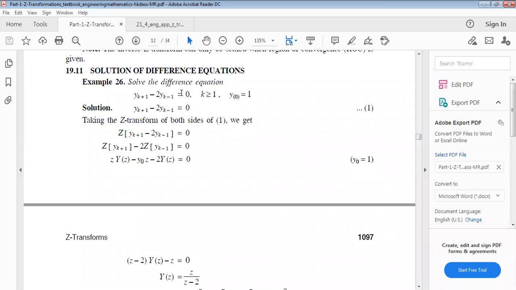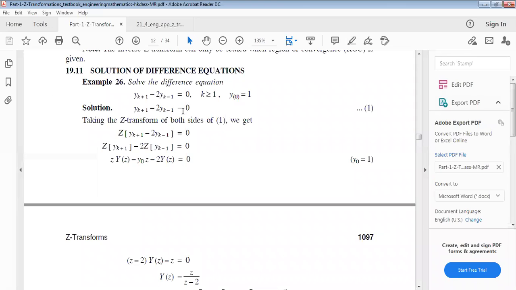Actually, this is the sequence equation: y(k+1) minus 2 into y(k) equals 0, under the condition k greater than or equal to 1. That means k is non-negative. And another initial value is given, y(0) equals 1. Okay, we have to solve this difference equation with the help of Z transformation and inverse Z transformation.